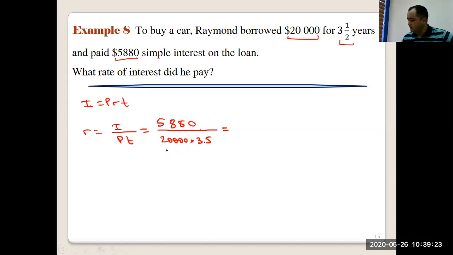So that's equal to 5880 over 3.5 times 20,000, which is equal to 0.0084. But usually we have to convert this into percentage, right? So the rate was, if you multiply it by 100, that is 8.4%. So the rate of this simple interest per year was 8.4%.